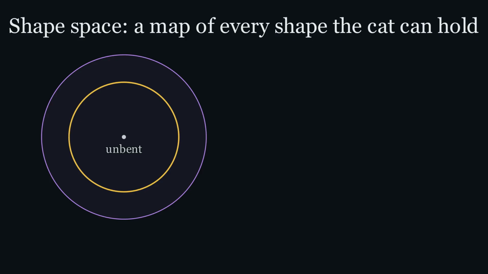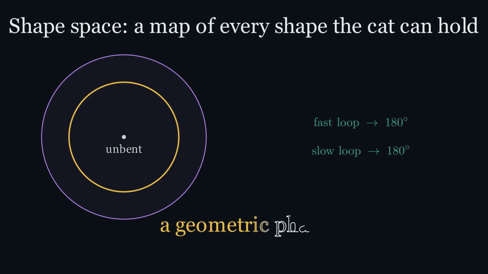And here is the fingerprint of geometry. Trace the loop quickly or slowly. It makes no difference. The cat turns by the same amount, a quantity that ignores the clock and cares only about the path. Physicists call that a geometric phase.